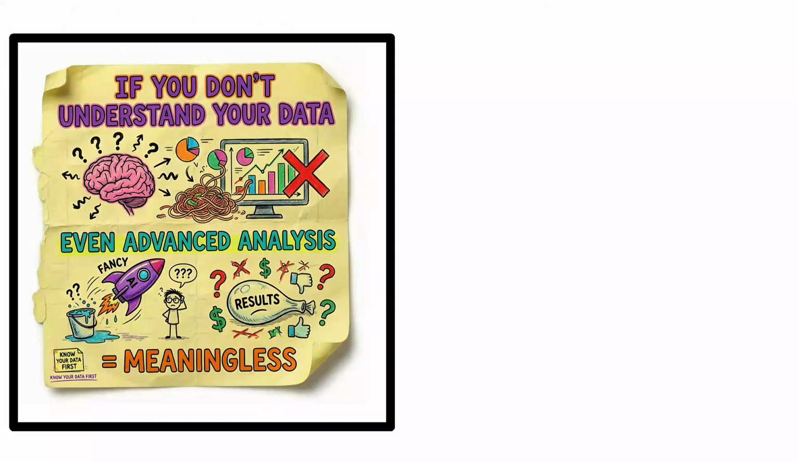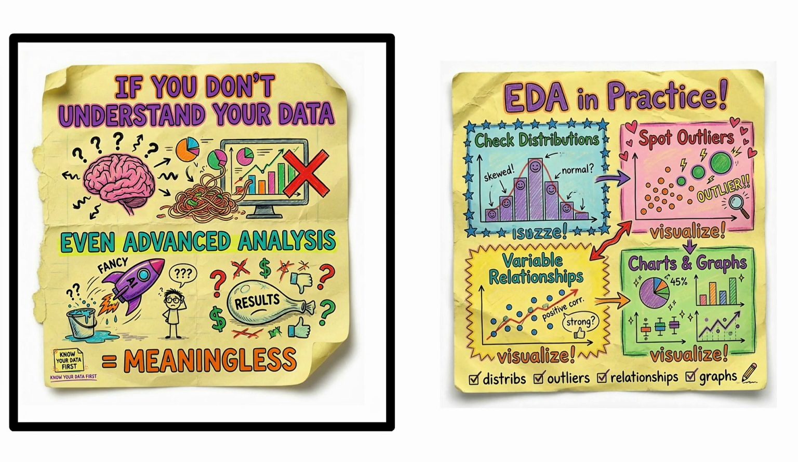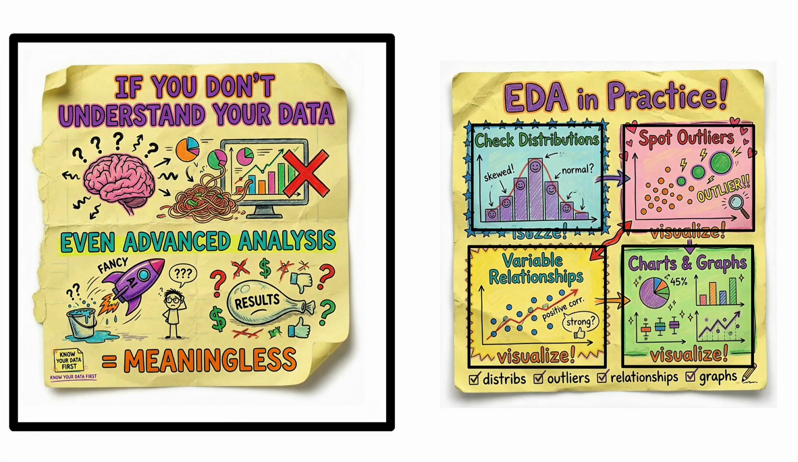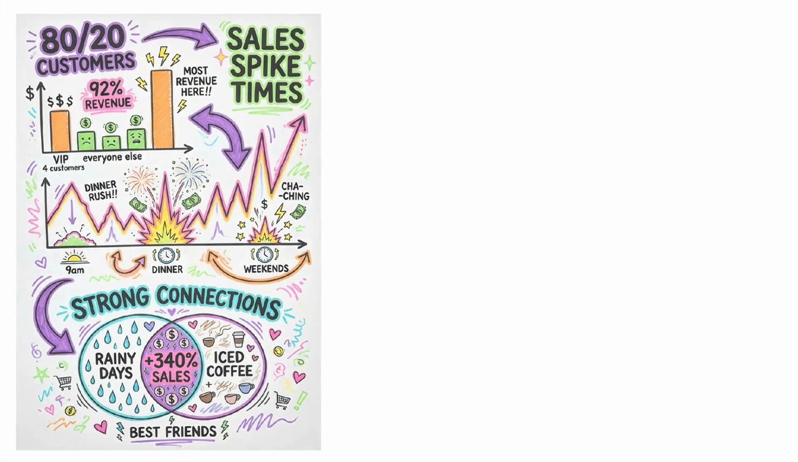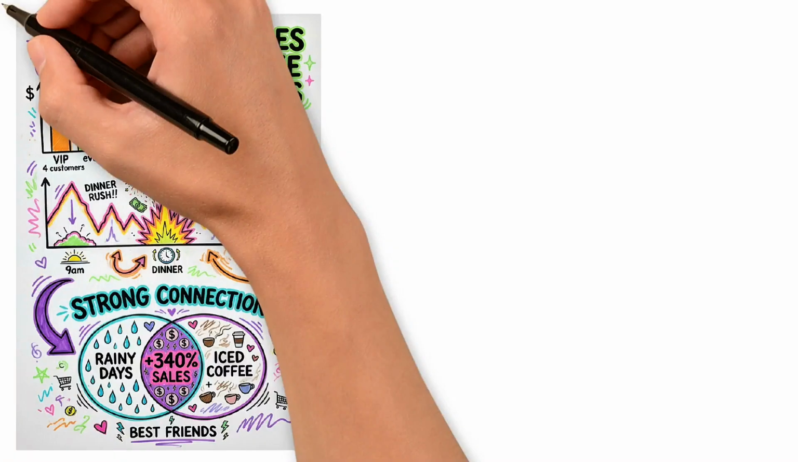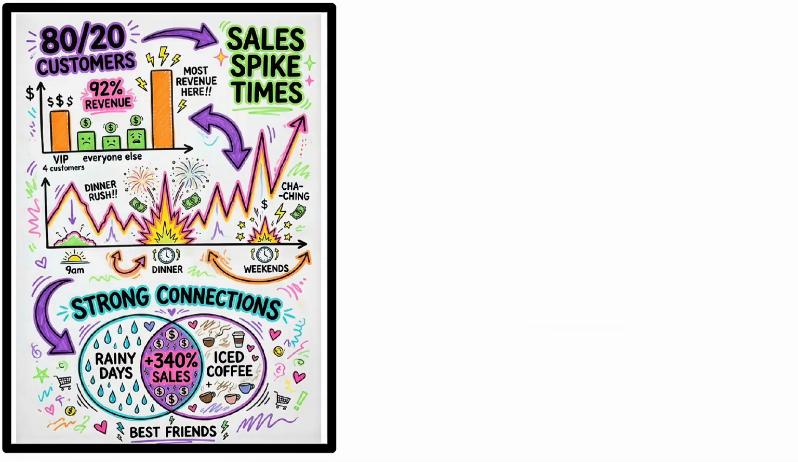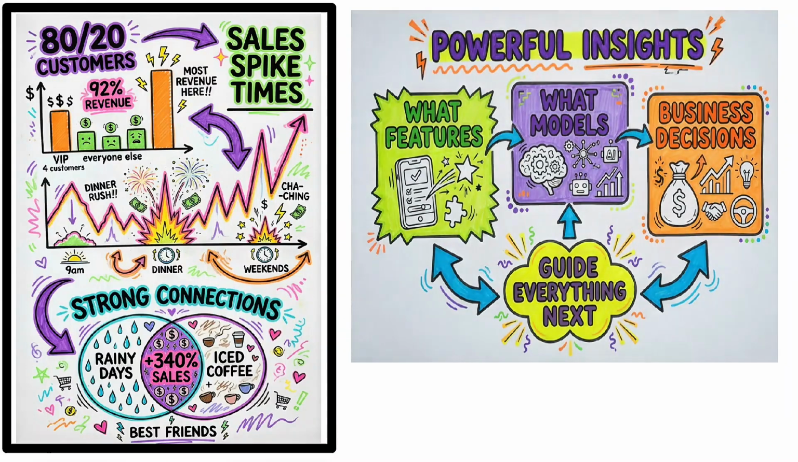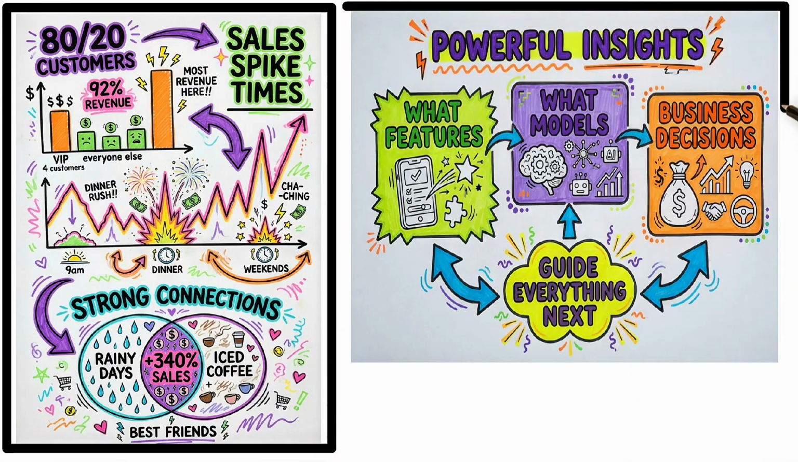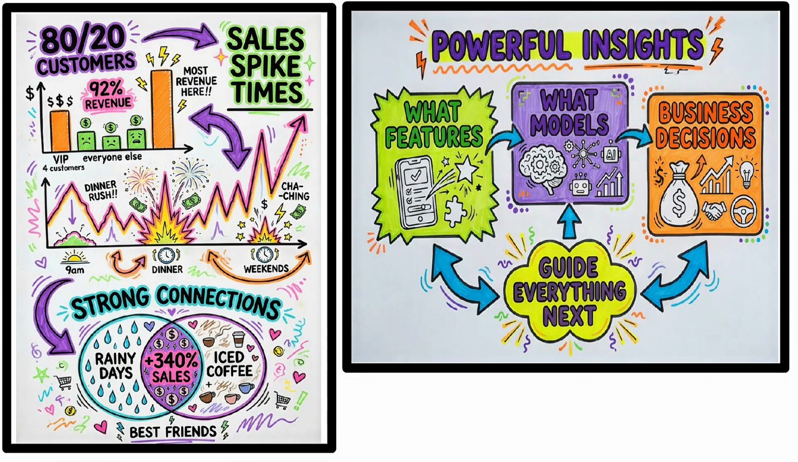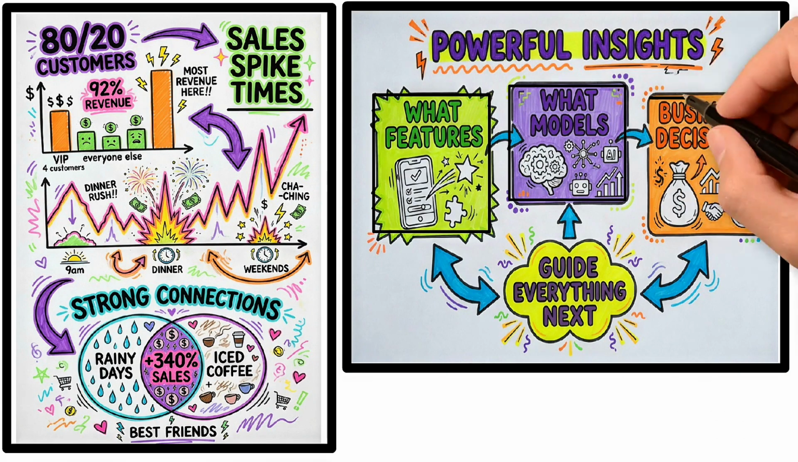In practical terms, EDA involves things like checking distributions, identifying outliers, analyzing relationships between variables, and visualizing data using charts and graphs. You might discover that a small group of customers generates most of the revenue, or that sales spike during specific times, or that certain variables are strongly connected. These insights are powerful because they guide everything that comes next: what features to use, what models to build, and even what business decisions to make.